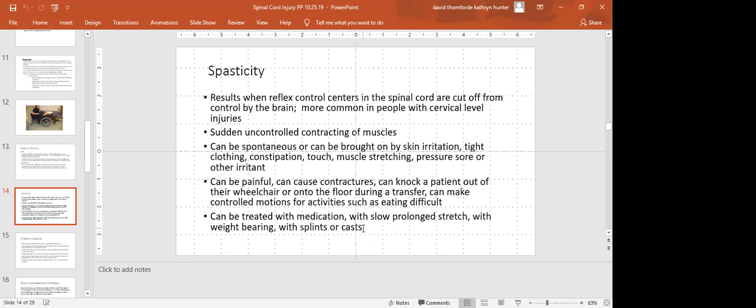So there are many different things that can be done for spasticity. One of them, there are some medications to control it. It will be our role to advise physicians on the need for this medication, but not to provide the medication. Slow, prolonged stretch and weight bearing will also help to reduce spasticity.